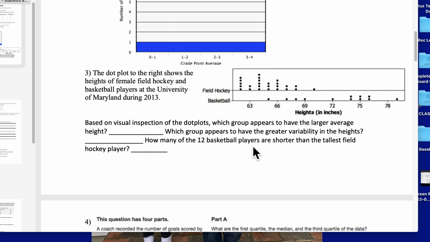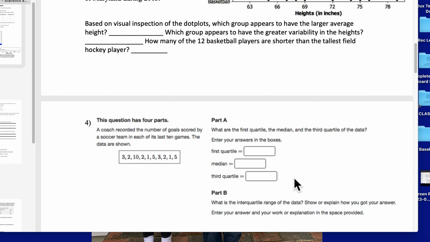How many of the 12 basketball players are shorter than the tallest field hockey player? The tallest field hockey player is, boom, right there, 70 inches tall. How many basketball players are shorter than this girl? 1, 2, 3, 4. That's it.